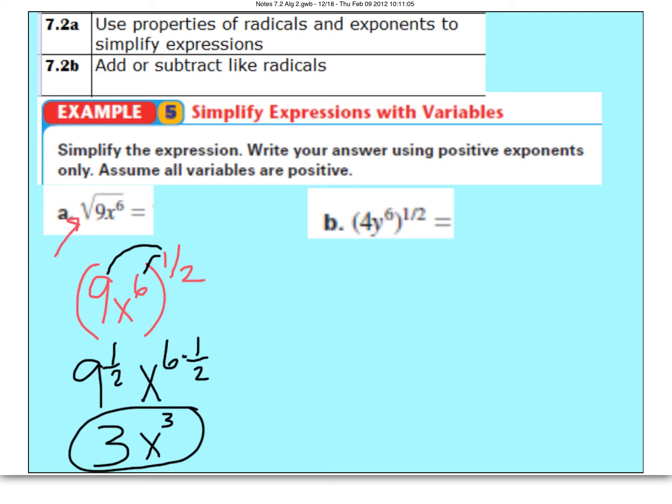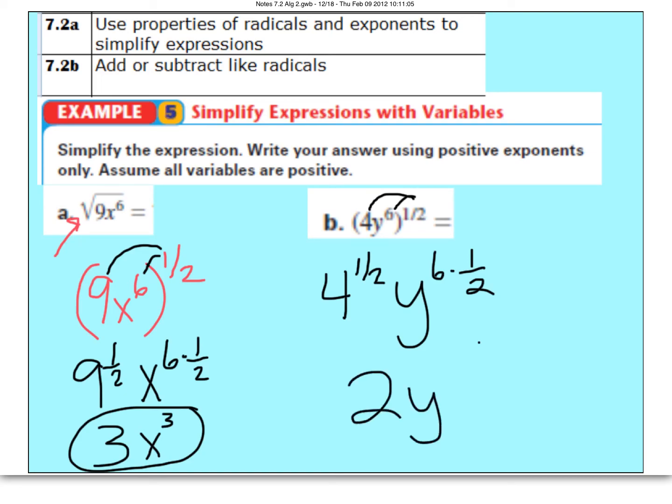Letter B is already set up to look like a rational exponent. I'm just going to distribute that little exponent to both. So 4 to the 1/2, y to the 6 gets that times a 1/2. Again, the square root of 4 is 2. 6 times 1/2 is 3, and that's going to be our answer.